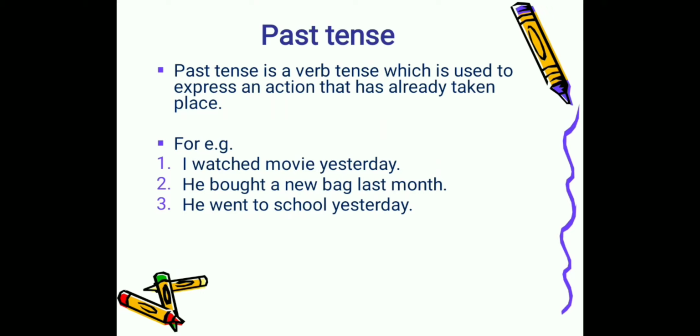Past tense is a verb tense which is used to express an action that has already taken place. For example, I watched a movie yesterday. He bought a new bag last month. He went to school yesterday. Now, all these examples tell us that all of these actions have already happened in the past.